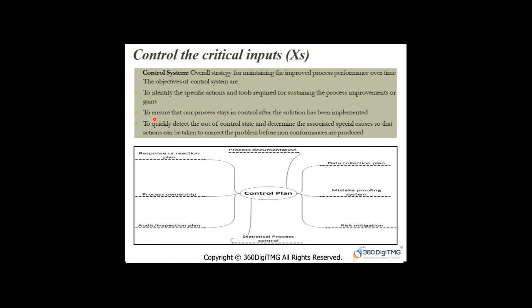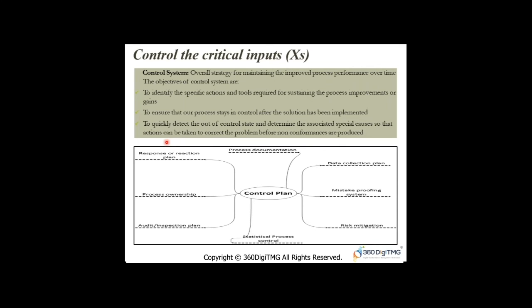We also want to ensure that a process stays in control. Just because I've implemented a solution doesn't mean I'm going to take a back seat, or that I'll be laid back. Instead, I'll ensure that this improved process always stays within control. That is extremely important. If there is any out of control situation, we should be able to quickly detect that and take appropriate action, right?